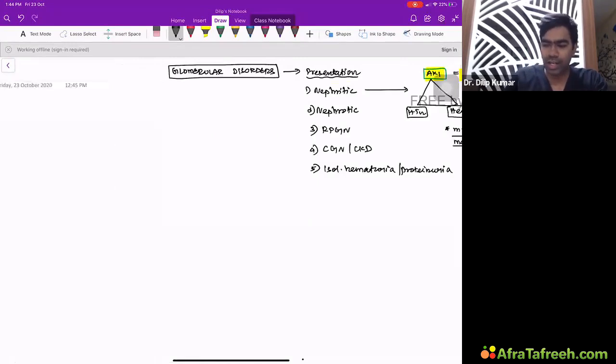And on the other hand, if you take a nephrotic syndrome, they're going to present in a little different way. The most important feature of nephrotic syndrome is going to be the proteinuria. That's going to be important.